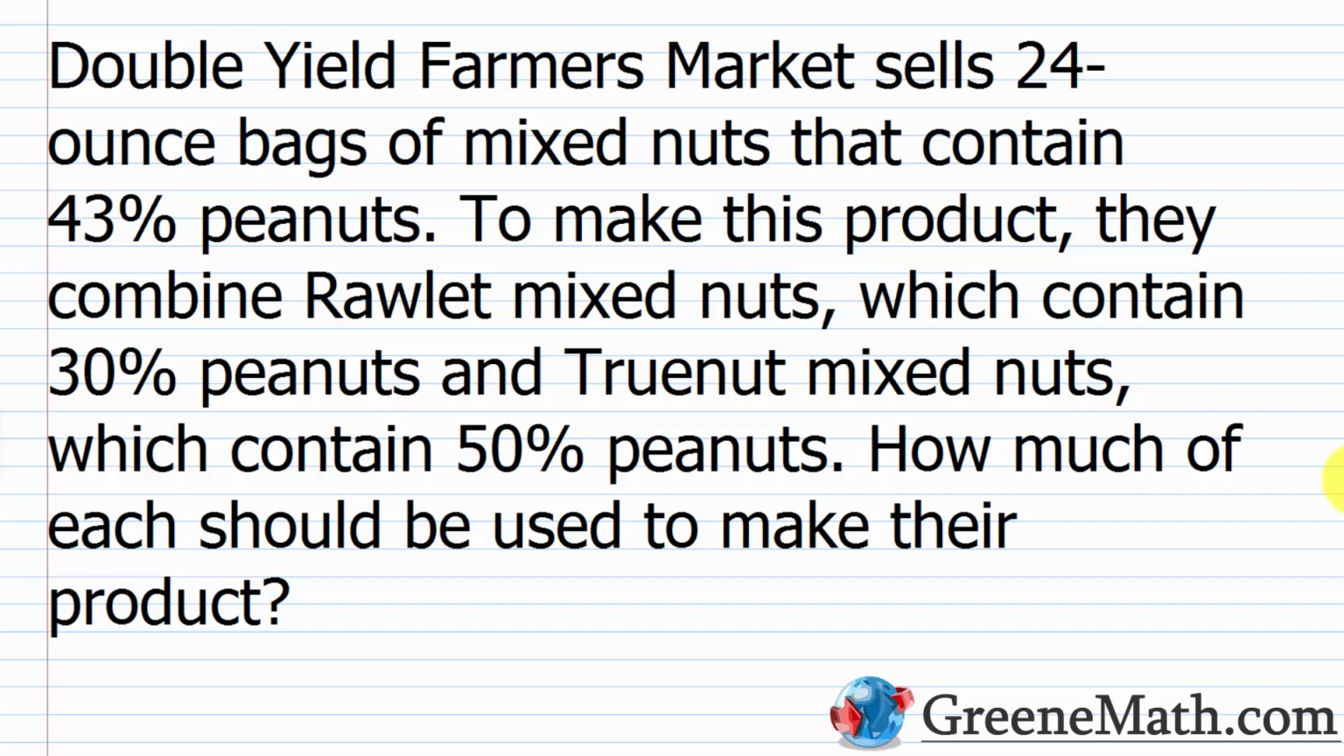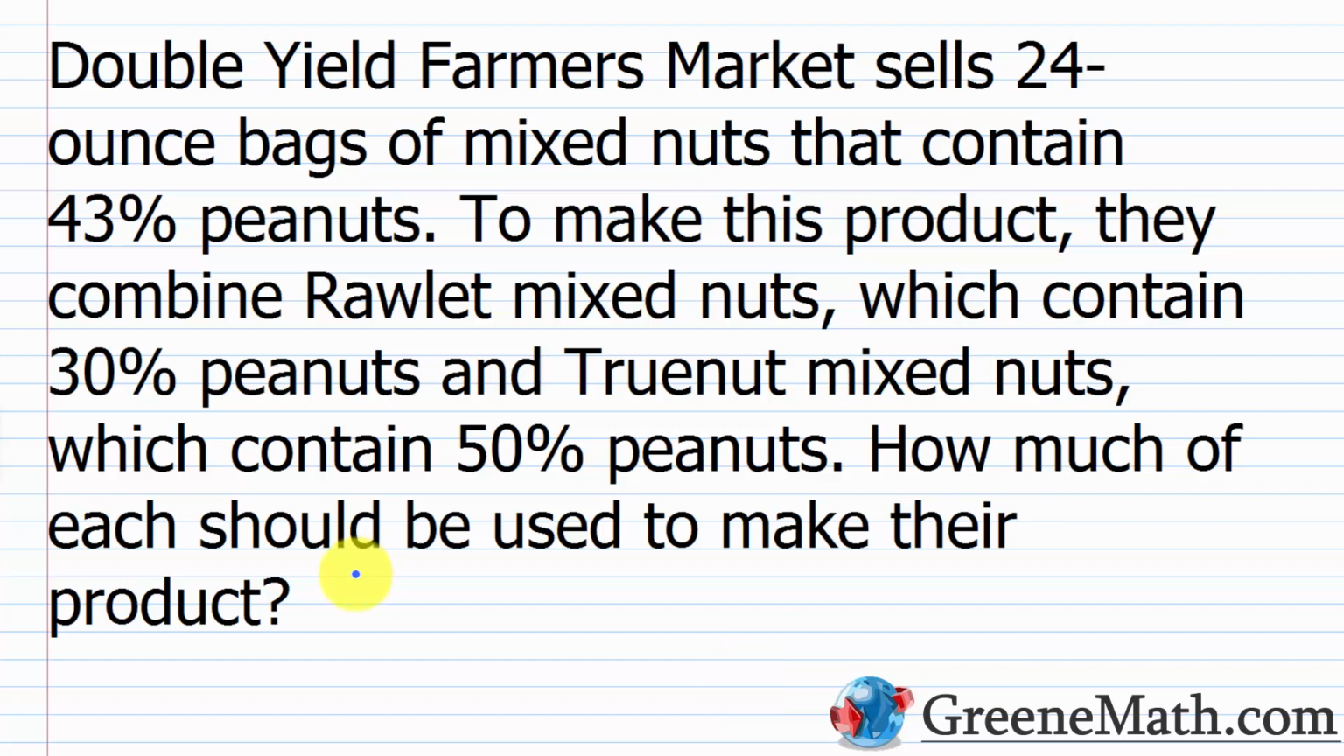So Double Yield Farmers Market sells 24-ounce bags of mixed nuts that contain 43% peanuts. To make this product, they combine Rowlet mixed nuts, which contain 30% peanuts, and True Nut mixed nuts, which contain 50% peanuts. How much of each should be used to make their product? So again, another straightforward kind of question.